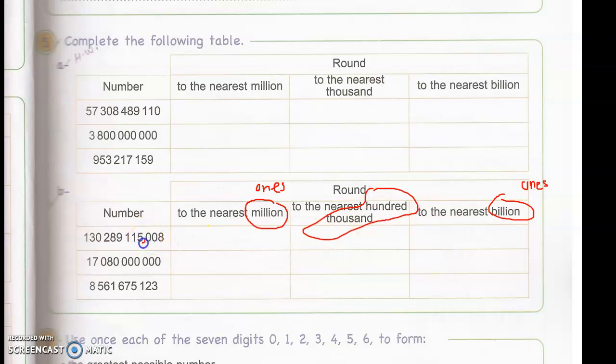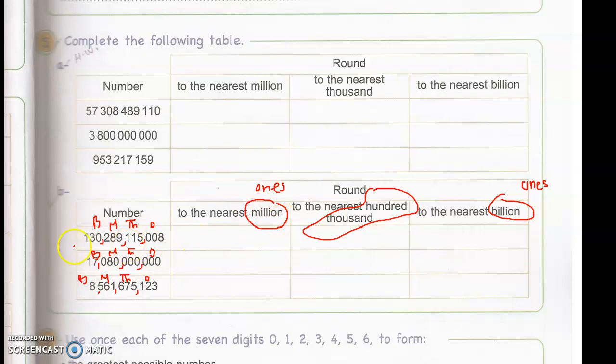Okay. First, I will place commas and I will name the families: ones, thousand, million, and billion. And here, the same. And here the same in the last example. I will divide it into families: ones, thousand, million, and billion. Okay. I will do two steps. I will circle the millions digit and I will underline the next digit to the right side.